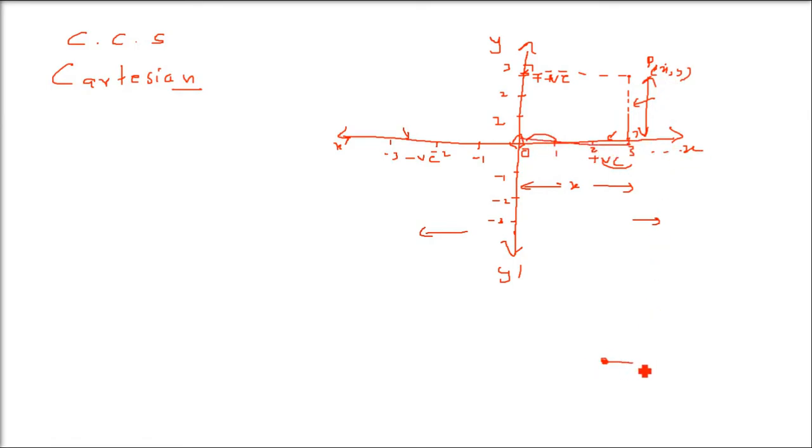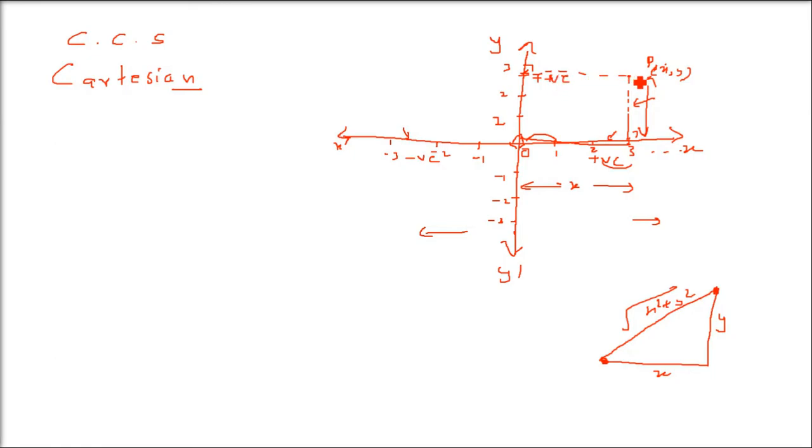That is, if this is a starting location, you go to the right horizontally and go up vertically. This is x and this is y. And what is the distance? Of course, under root x square plus y square, because everything is perpendicular here.